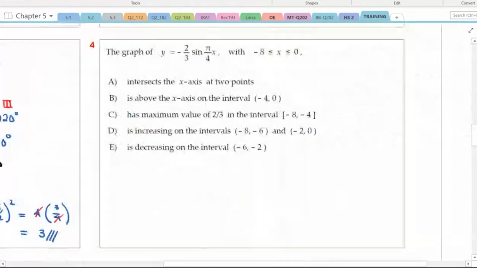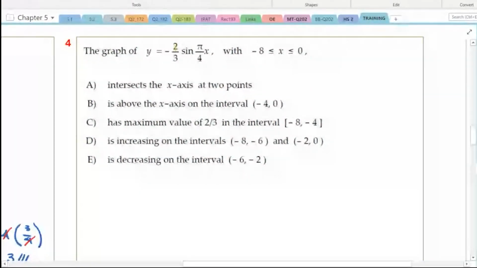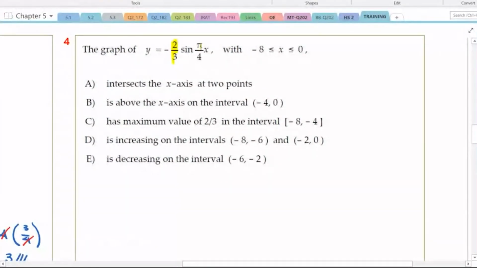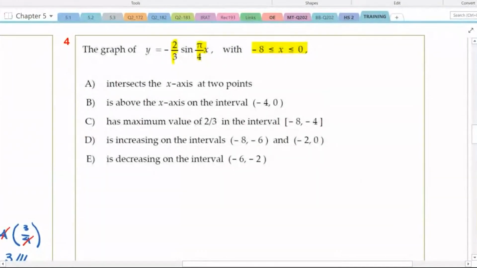Now let us move to the next question. And what is the next question here? The question says the graph of y equal to minus 2 over 3 sine of pi over 4x. And then we are given here, the graph should be between -8 to 0.